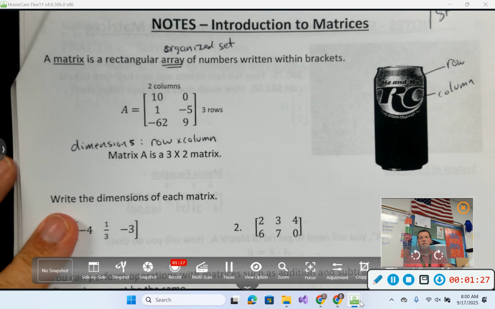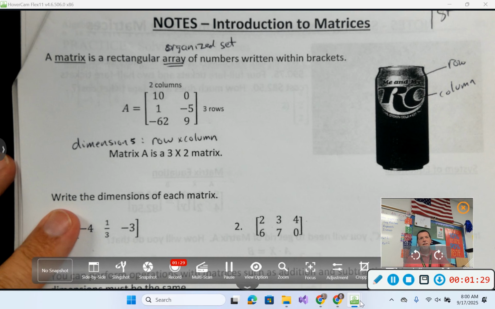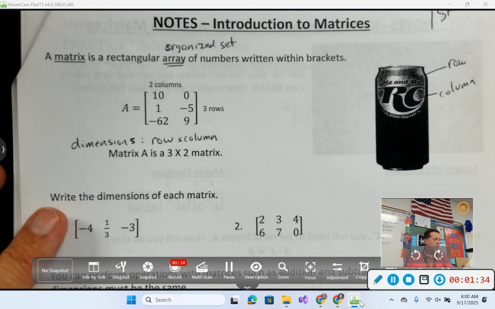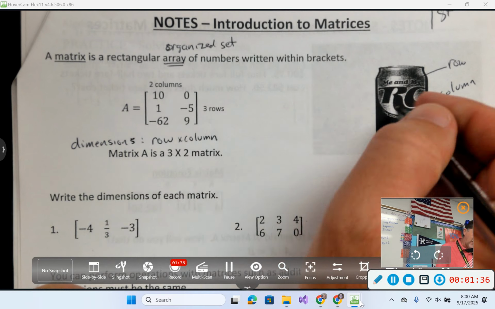Whoever invented RC cola was a fan of matrices. I'm certain that's why it's named that. I don't know. Probably the guy's initials.